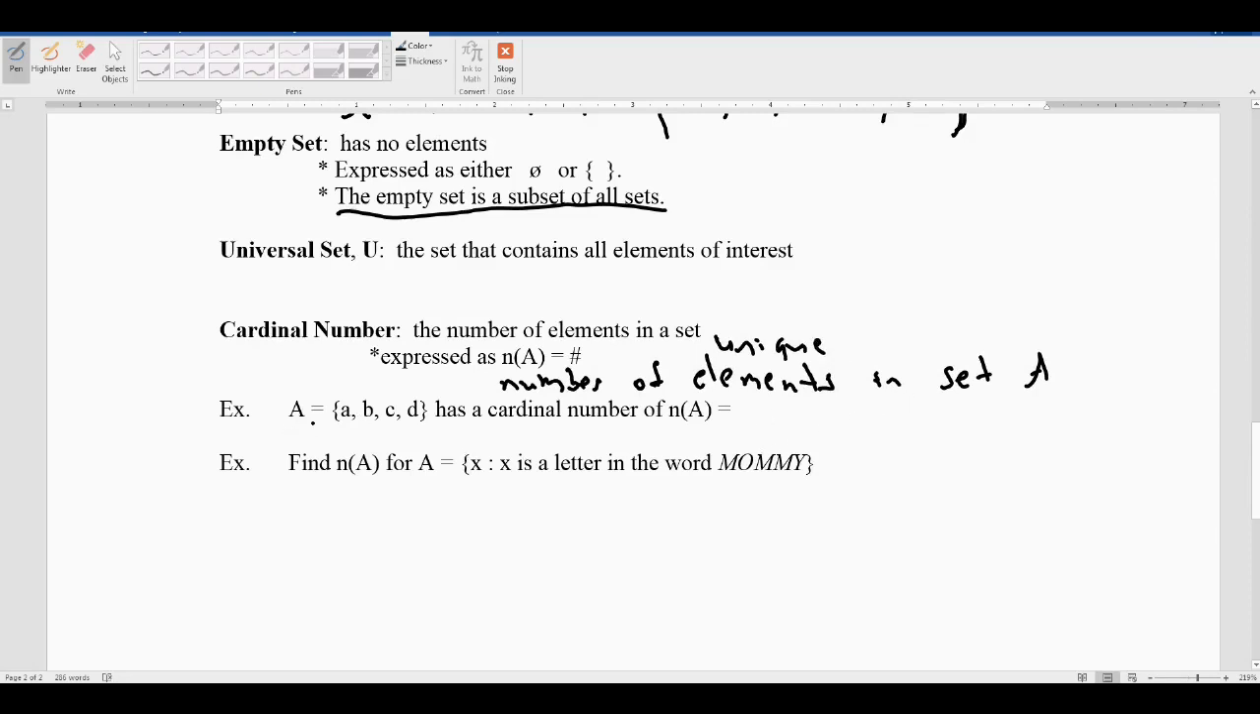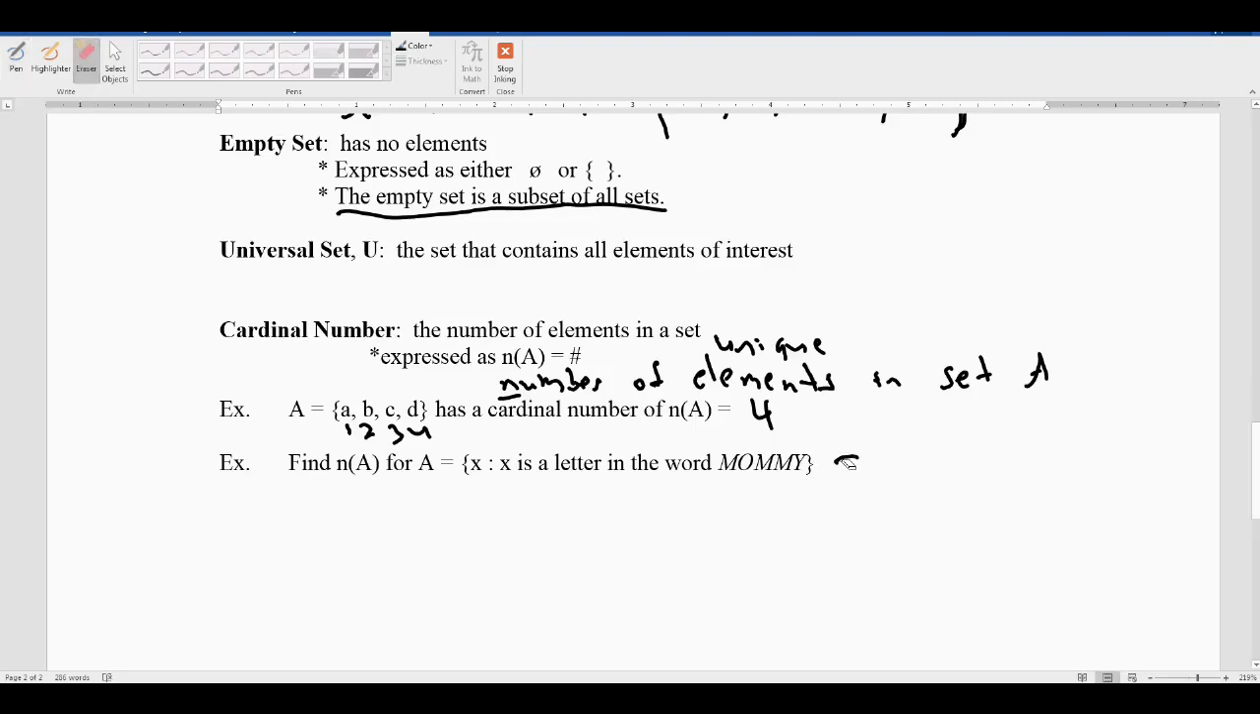So let's look at this example. This is set A. How many elements do you see? I count 1, 2, 3, 4. So the cardinal number is 4. It's not asking for the elements, it's asking for how many is in there, and there's 4 of them. That's what that means. N means number. Now for this one, what's the number of elements in the word mommy? X is a letter in the word mommy.